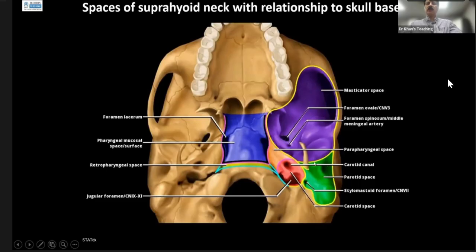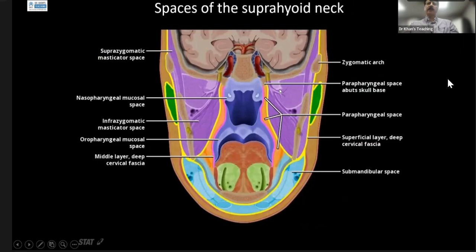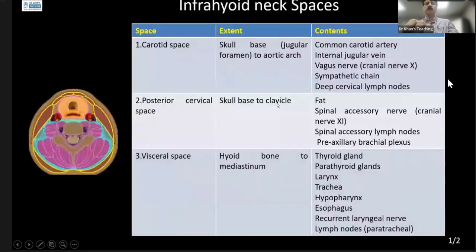Now, for today's session, the key thing is this one, parotid space. And this is the stylomastoid foramen, from where the facial nerve comes down. So we'll revisit this. Again, a diagram will show you, for example, this purple space is the masticator space. And you can see this nerve, this is the V3, which goes into the cranial cavity.